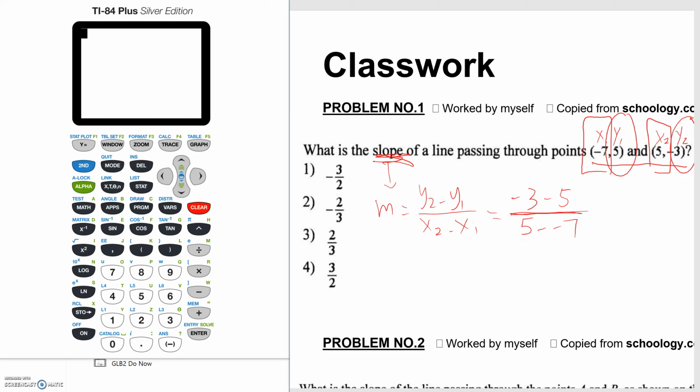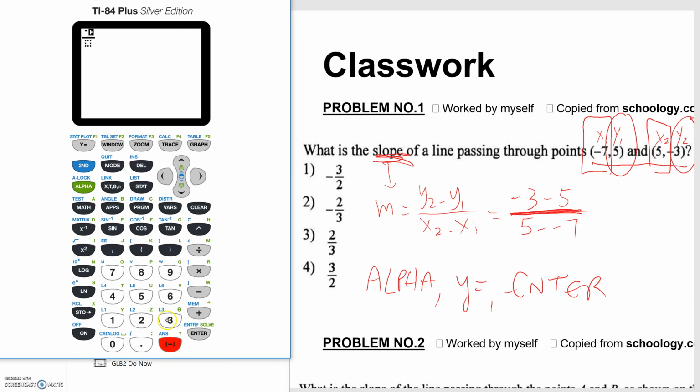Now, to get this horizontal fraction line on your calculator, you're going to press alpha, y equals, enter. Again, that was the alphabet button, alpha, then y equals, enter. That's what gets you this horizontal fraction line. Now on the top we could do negative 3 minus 5. Go down to the bottom and we could do 5 minus negative 7.